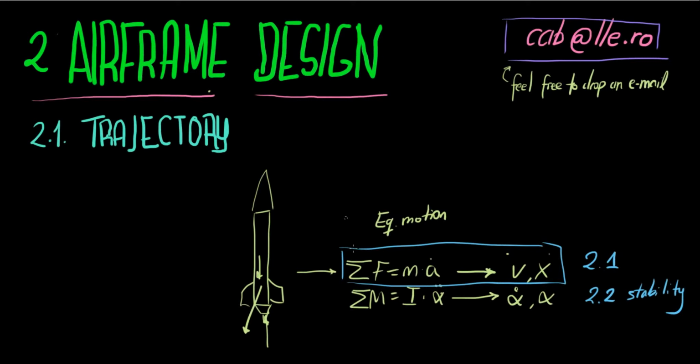I'm going to do it the other way around. I'm not going to talk about how to predict these forces first, but first I'm going to suppose that we know these forces, and I'm going to calculate the trajectory that the rocket is going to have. So that's what I'm going to focus on, 2.1 trajectory. And then these three forces, we're going to discover how to predict them gradually.